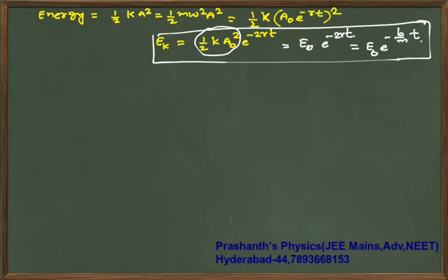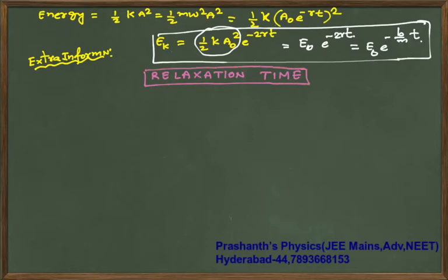Right now, something new and special here, some slight extra information that is required: relaxation time in damped SHM. So I will keep the heading as relaxation time. What is this relaxation time in damped SHM? It is the time in which the value of the function becomes 1 by e.